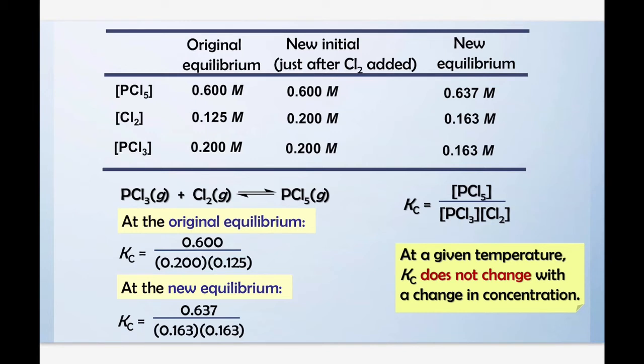So kalau kita boleh lihat sana, original equilibrium, and then new initial selepas chlorine is being added, and then new equilibrium bila dia sudah re-establish the equilibrium. So bila kita calculate value Kc for original equilibrium and also Kc at the new equilibrium, the value of Kc is still the same. So we can conclude that at a given temperature, Kc does not change with a change of concentration.